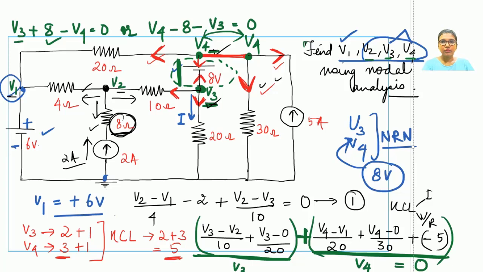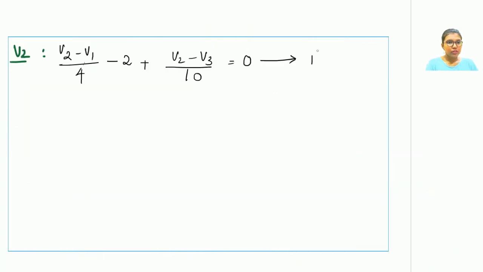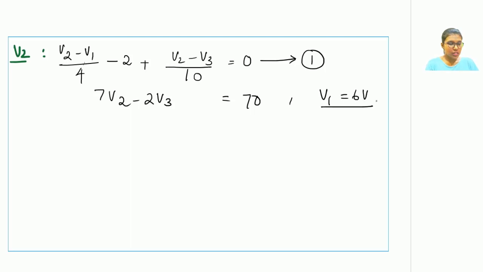I'm writing it down on a fresh page. This was the equation for V2. Upon simplifying this equation, one can obtain, putting V1 equal to 6 volts. Now over here you can see that I have left this space blank. Why is it so? Because there are three unknown variables, V2, V3 and V4. For the equation obtained by writing the KCL at node V2, there is no presence of the term V4.